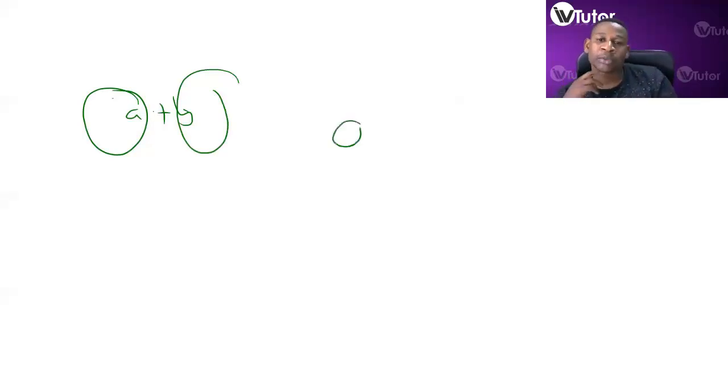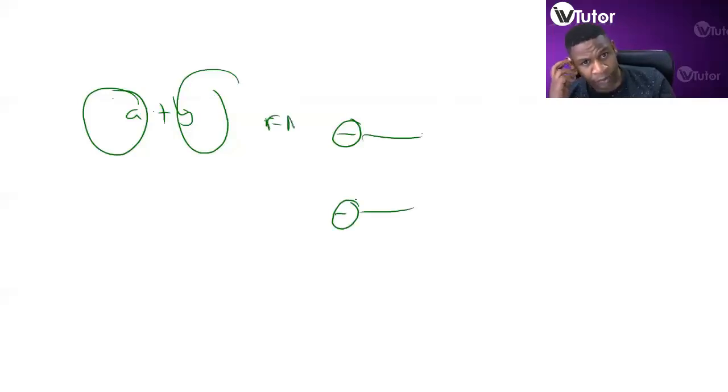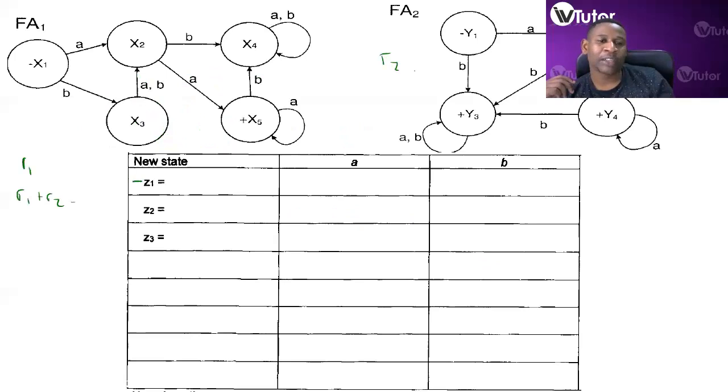So we're saying if we had two finite automata, and this was the starting state for FA1 and this was the starting state for FA2, we should have a combined starting state that represents both of these. So if our new starting state is Z1, it should be able to represent x1 and y1. If we assume that it is representing x1, then if it reads an A, it will go to x2, and if it reads a B, it will go to x3.